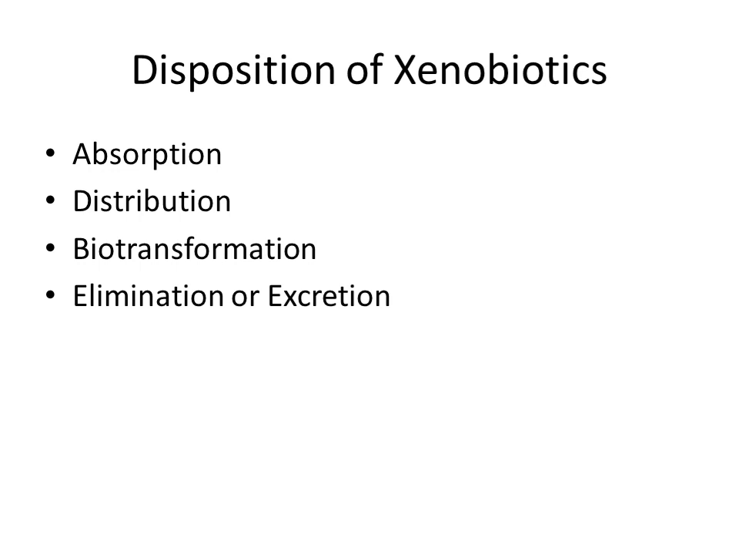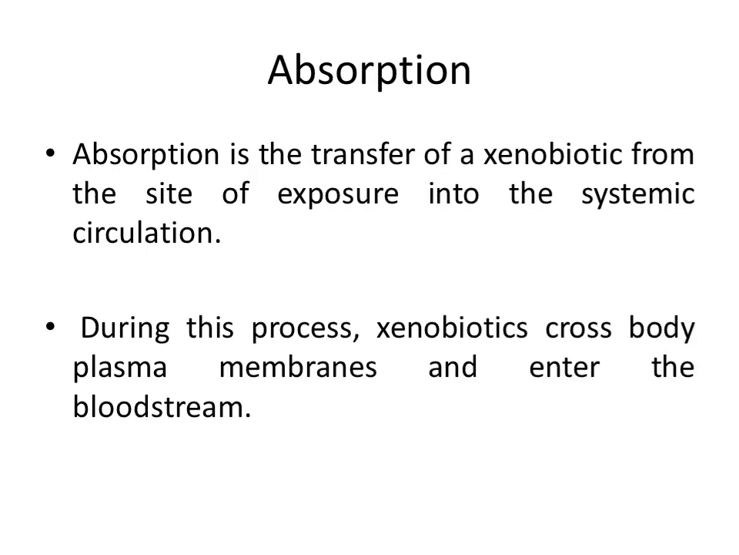In this there are four phases which a toxic substance undergoes. One is absorption. Second one is distribution, then biotransformation, and elimination or excretion of the toxic substance. So we will take up absorption first. It is the transfer of a xenobiotic from the site of exposure into the systemic circulation. During this process, the xenobiotic crosses the body plasma membrane and enters the bloodstream.